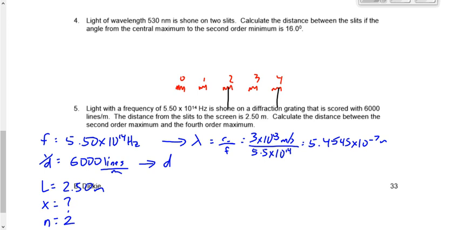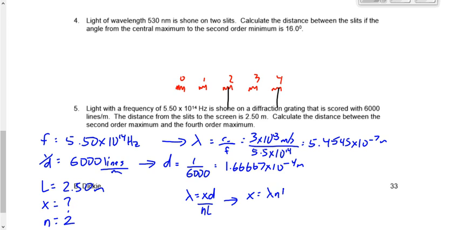Now, d, we can find by just flipping over the 6,000. So 1 over 6,000 gives me a value of 1.66667 times 10 to the negative 4 meters. So now I've got lambda and I've got d. I want to solve for x. I'm going to say lambda is equal to xd over n times L. Rearrange that to solve for x. I get lambda n L over d.